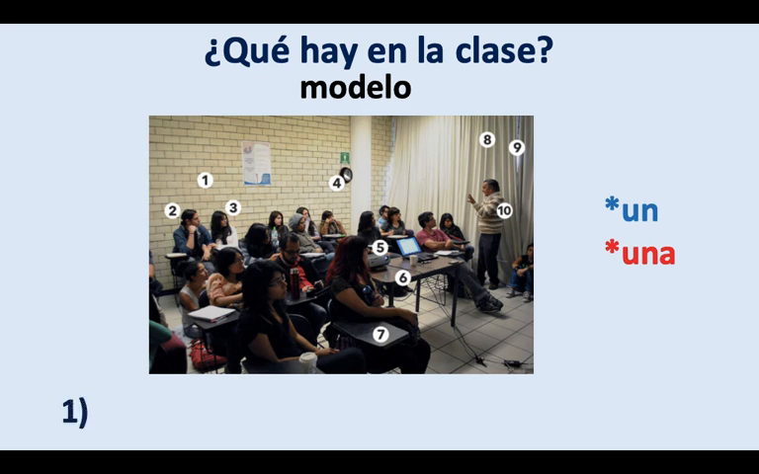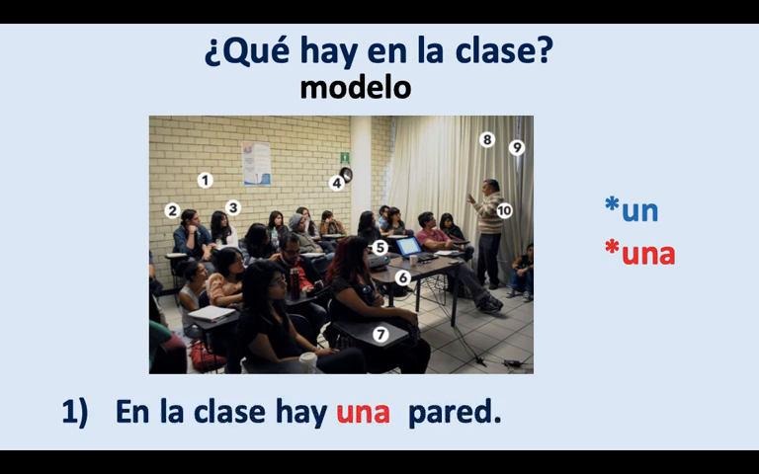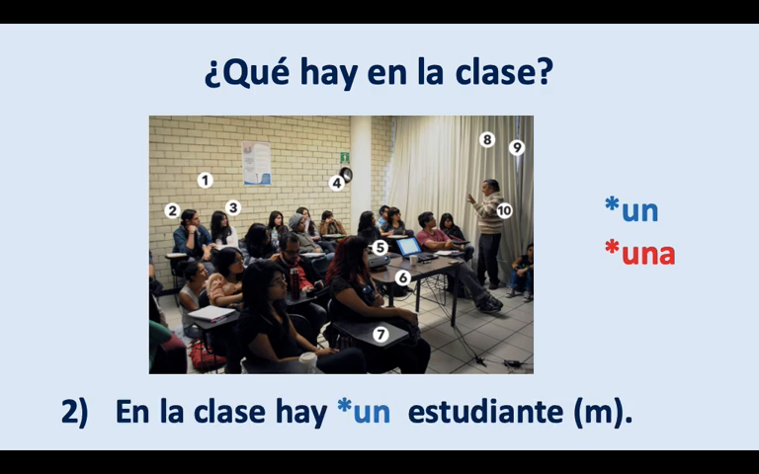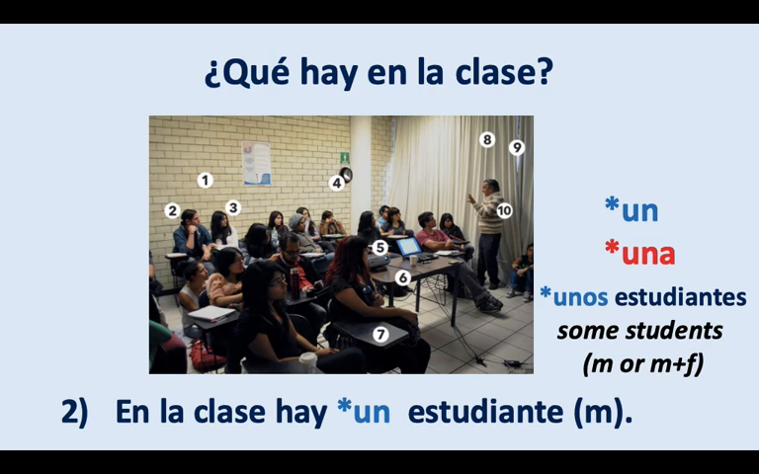Modelo. Número uno. I'll ask the question, ¿Qué hay en la clase? You'll look at número uno and you'll see that's wall. So tell me, in the class, there is a wall. En la clase hay una pared. And you need to remember if it was el or la pared. Try to think back. Let's go. ¿Qué hay en la clase número dos? En la clase hay un estudiante. ¿Qué hay en la clase?